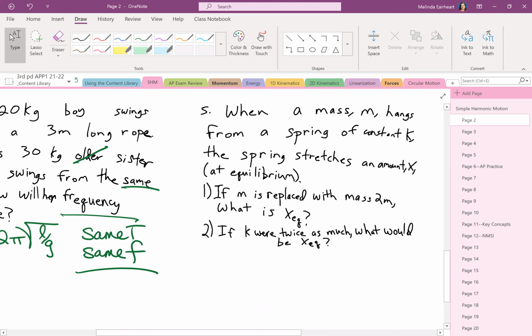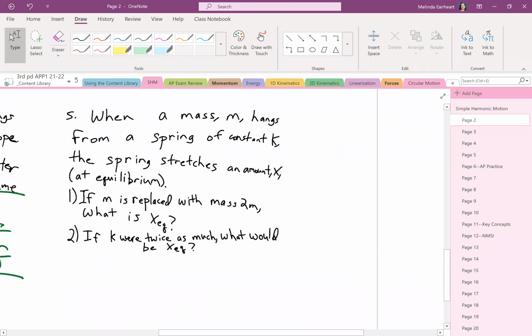Okay. So it's got a particular spring constant. And when you attach this single mass, it's going to stretch a single distance, x. If you replace that single mass with a double mass, how far does it stretch from equilibrium? And so let me kind of draw a little picture here. They're talking about hanging. So maybe our spring is attached to the ceiling. So there's our spring.